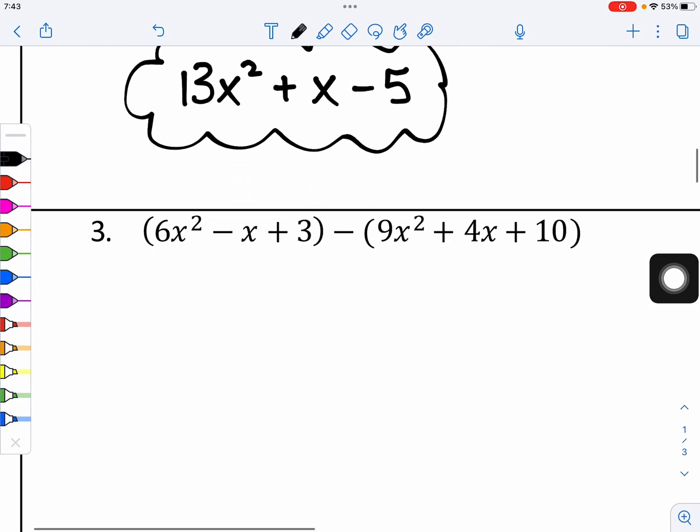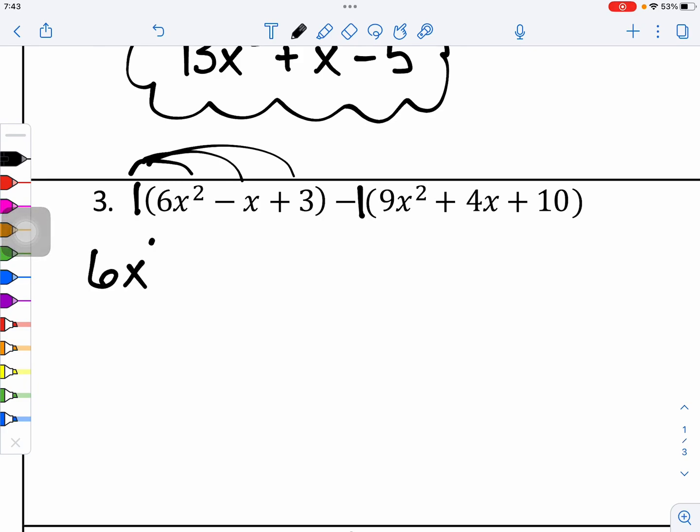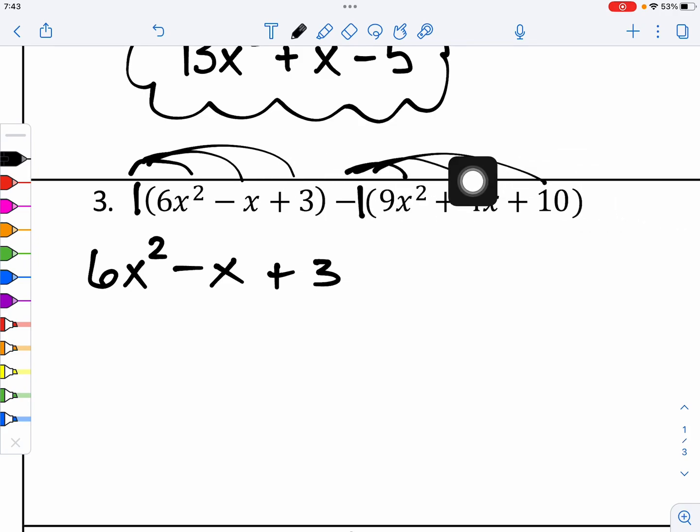The same process applies when we're subtracting. Again, there's a 1 in front of that set of parentheses. There's a negative 1 right here. So let's be careful with our signs when we distribute. So 1 changes nothing, so we're left with 6x squared minus x plus 3. That guy stays the same. And then when I distribute that negative 1, what happens is all of my signs change.